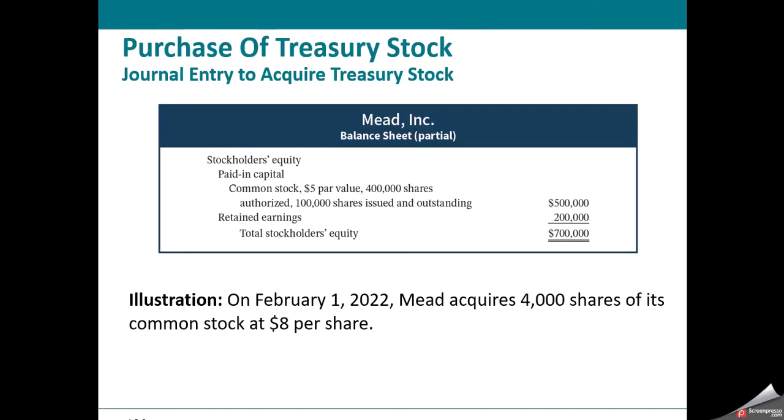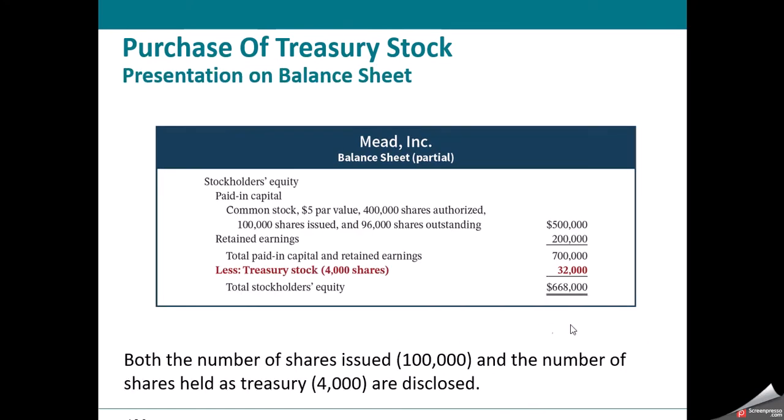So here is a journal entry. On February 1st, they acquire 4,000 shares at $8 a share. So we debit treasury stock, 4,000 times the $8 is $32,000, and we credit cash. Then as we put that into our balance sheet, we see again, it's in red. We're subtracting that. It's a contra account. It's reducing our equity.